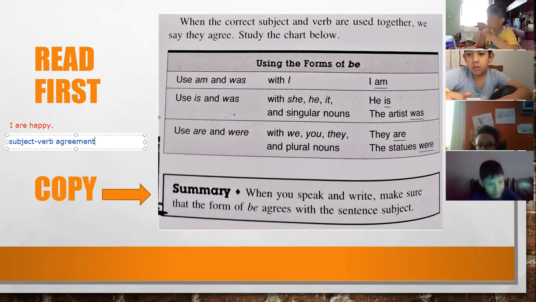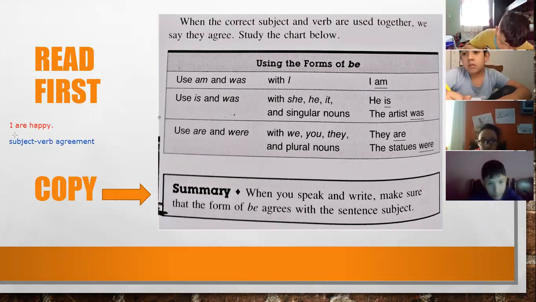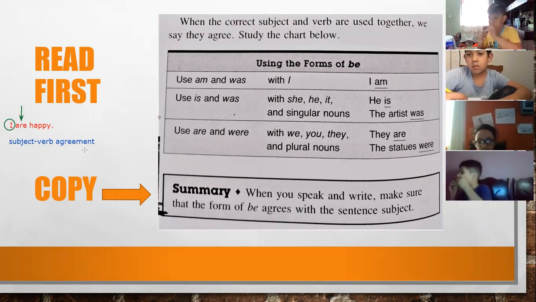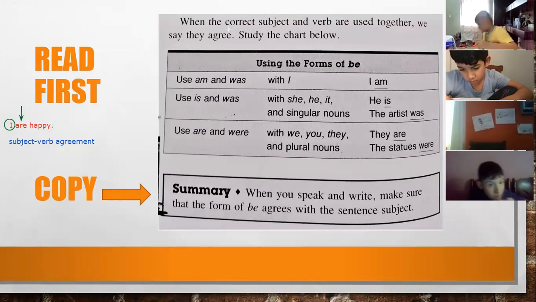Why? Because the subject, which is I, does not match, does not agree with the verb that is are. No concuerdan. I are happy. I is singular and are is plural, for plural pronouns, plural subject. So they don't agree. In here it says that when the correct subject and verb are used together, we say they agree. Study the chart below using the forms of be.